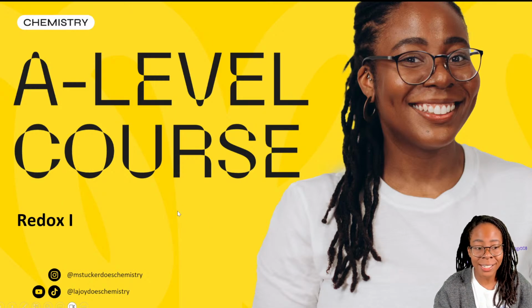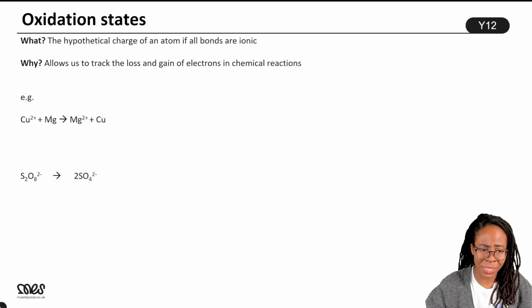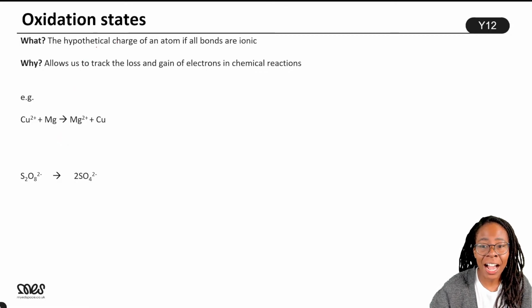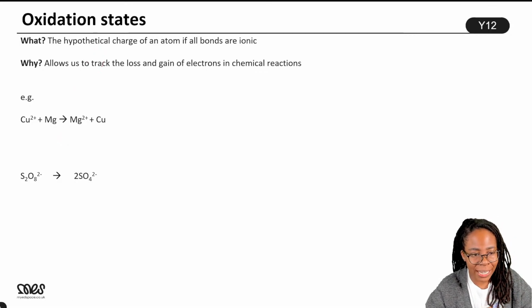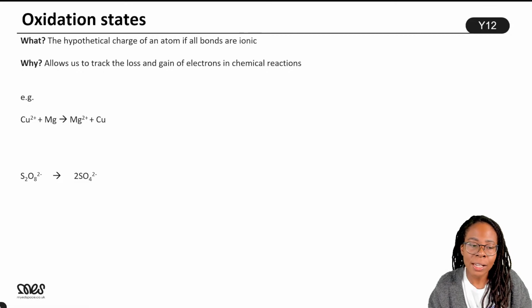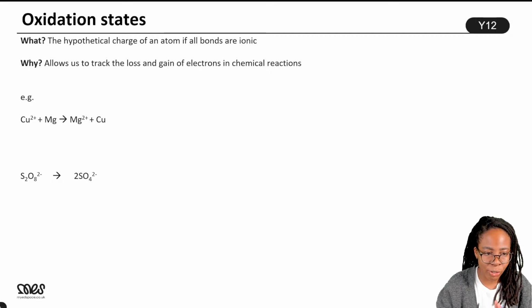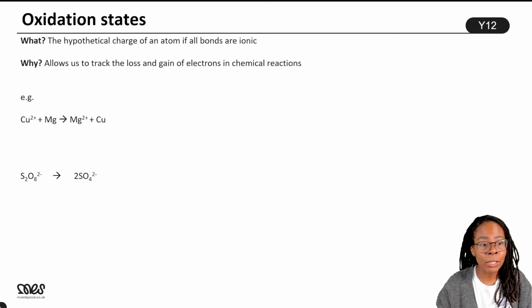So let's get started. Let's do a reminder first of oxidation states. What is an oxidation state? An oxidation state is a hypothetical charge of an atom if all of the bonds were ionic. The reason that we use oxidation states is that we can clearly track the gain and loss of electrons, so reduction and oxidation, because in some reactions, the loss and gain of electrons is really obvious.